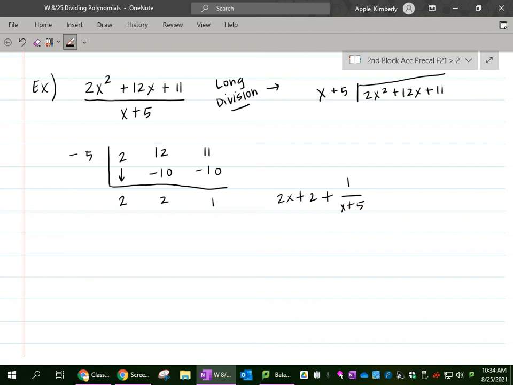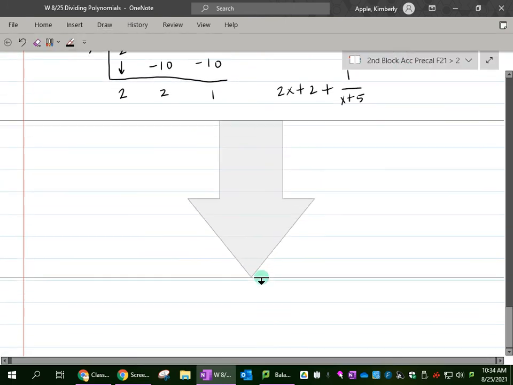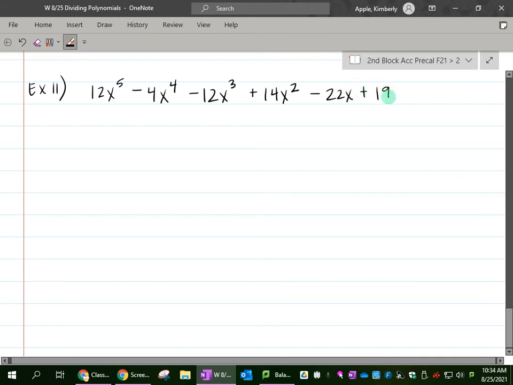All right, so let's do another one. Let's do one like this. I like this so much better. All right, so let's say I give you a problem and it looks like this. We'll call this example 11. Say I'll give you 12x to the 5th power minus 4x to the 4th power minus 12x to the 3rd power plus 14x squared minus 22x plus 19. And then I want to divide all of that by x minus 1.